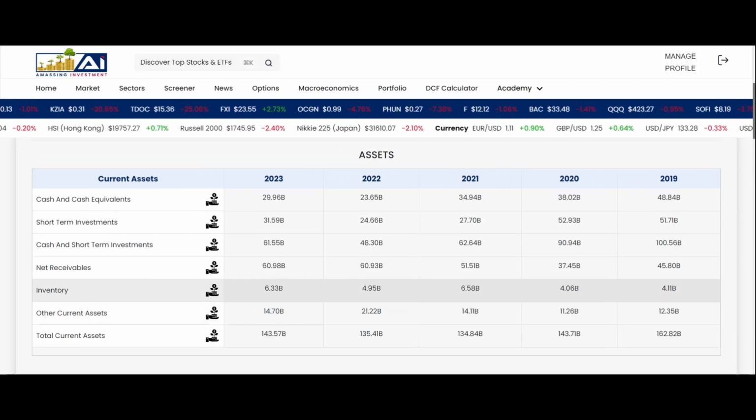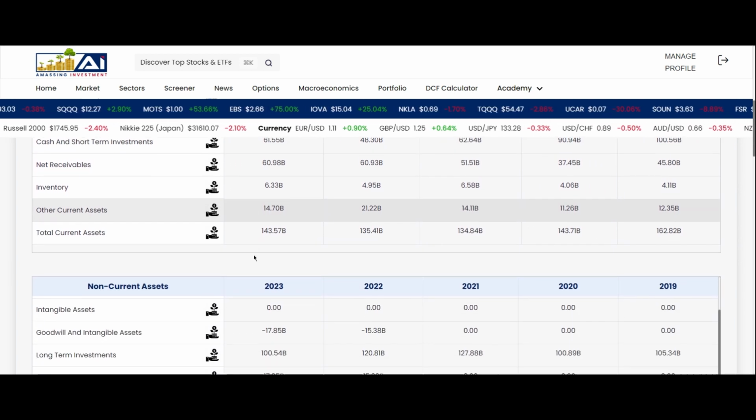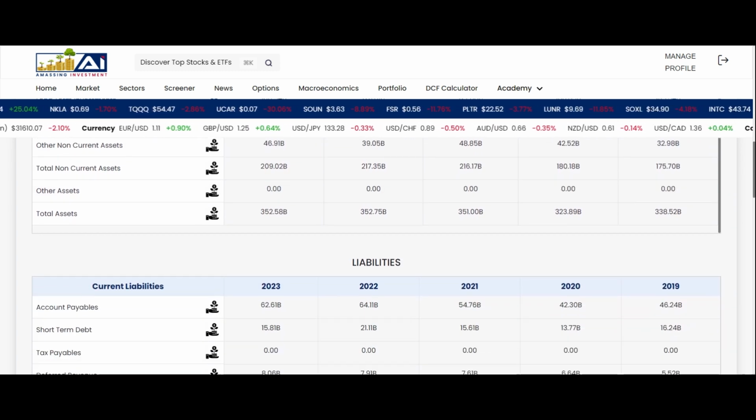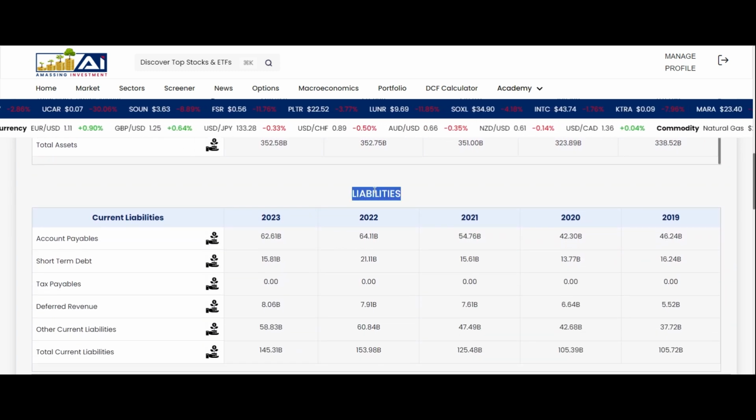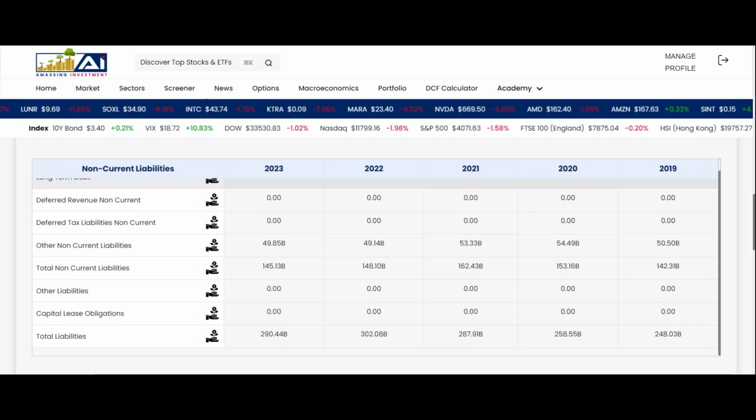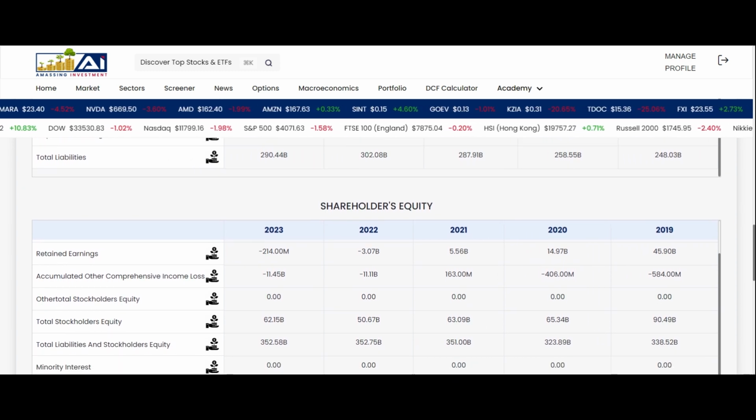Diving into the assets, we categorize them into current and non-current, providing insights into AAPL's liquidity and long-term investments. Similarly, liabilities are split into current and non-current, revealing both immediate obligations and those due in the future. This structured approach helps investors assess AAPL's financial stability and risk profile.